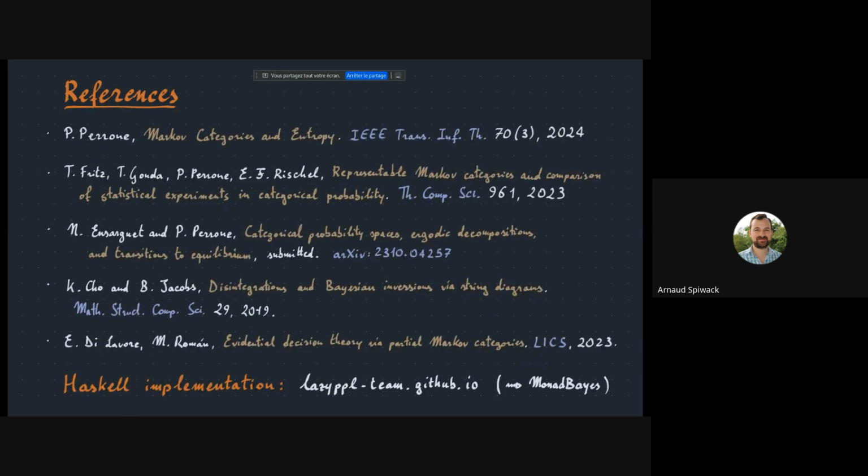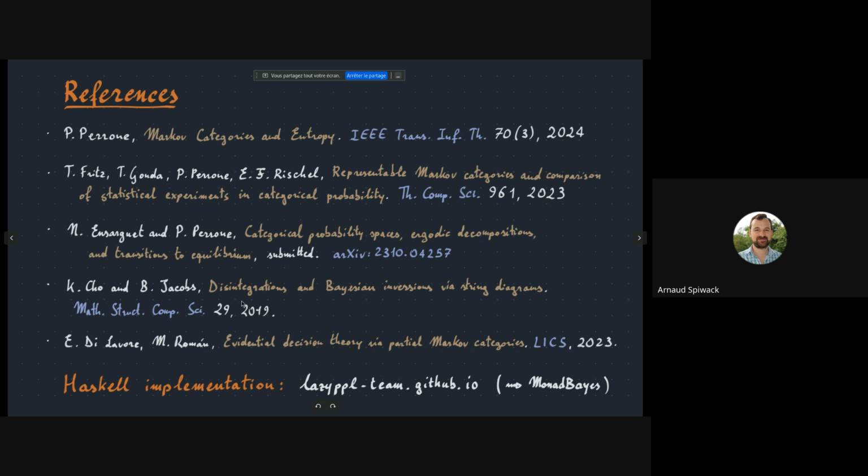I think the most introductory thing about Markov categories that's out there is in this paper, Markov categories and entropy. It's a paper about entropy, but the introduction is, as far as I know, the easiest material on Markov categories to date. The stuff that I presented in this talk about experiments and statistics is in this paper. The dagger stuff is a little bit explained here too, in this third one.